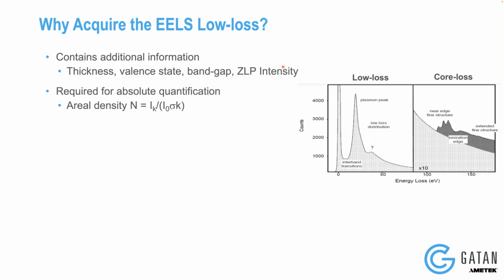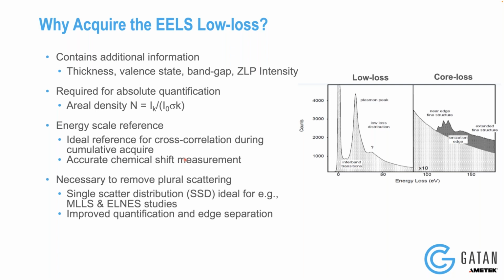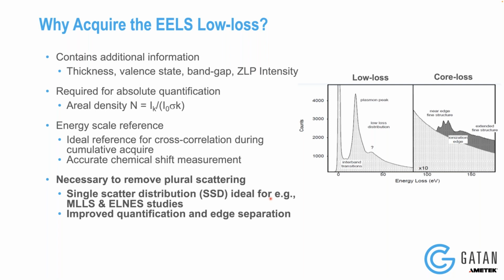We need the low loss information to do absolute quantification. If we want to calculate areal density, we need the zero loss intensity as well as our edge intensity and our scattering cross-section. It's also critical for an energy scale reference. If we want to do anything like accurate chemical shift measurements, we really need the low loss spectrum. But also it's really necessary to remove plural scattering. We need to recover the single scatter distribution, and this allows us to do improved quantification and edge separation. So it's this final bullet point which is really going to form the basis of this talk.